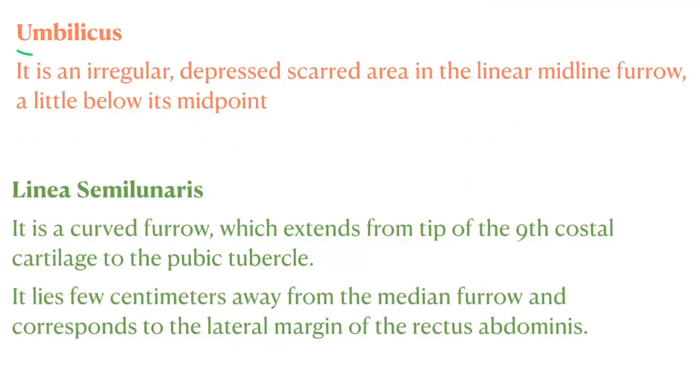Another soft tissue landmark is the umbilicus. It is an irregular, depressed, scarred area in the linear midline furrow, a little below its midpoint. Right? We'll discuss the umbilicus in more detail in the further classes.